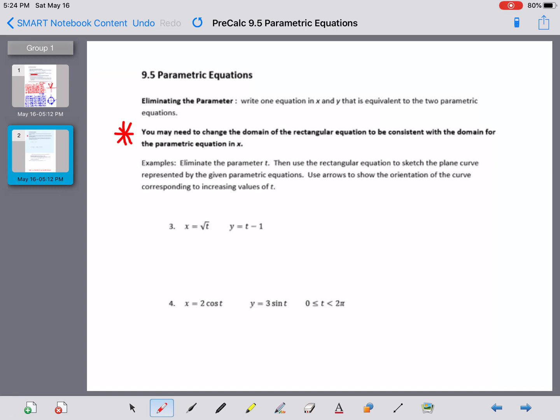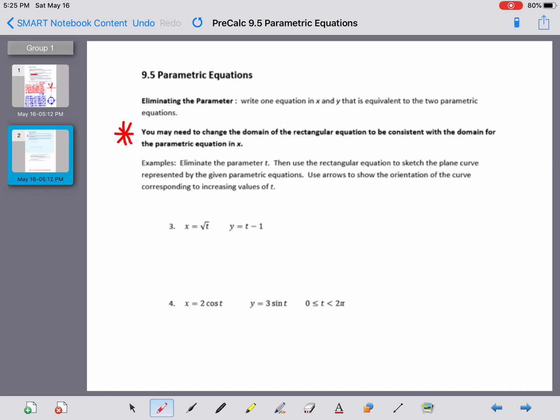So what we're doing here is we're going to eliminate the parameter t. To do that, we're going to get basically both of our parametric equations equal to t. So we're going to get t by itself. Then we can do a system where we substitute in, and we will turn that into a rectangular equation. On my first equation, you'll notice I have x equals square root of t.